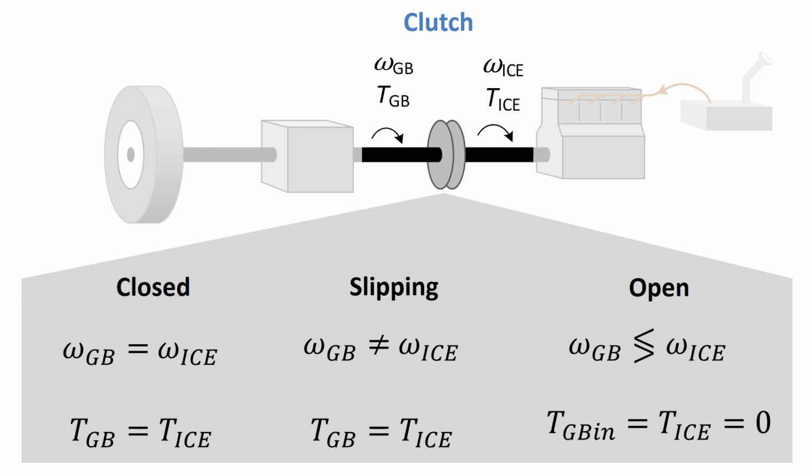Therefore, the clutch should only be in the slipping mode for a short time when transitioning between closed and open mode. The transition typically takes in the order of a second or less, except for in a few extreme situations, like starting in a steep uphill gradient.